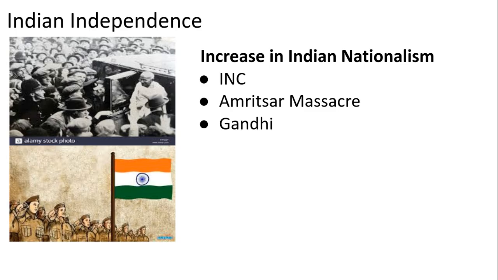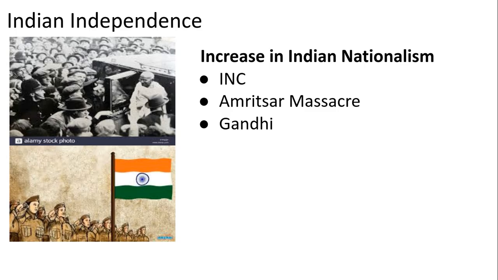Indian nationalism also increased quite dramatically after the Amritsar massacre, where there was a protest and the British Army retaliated with violence. Around 400 people were killed by troops, over 1,000 injured, and this led to the rise in nationalism quite significantly. And obviously, underlying all of this is Gandhi and Gandhi's role within it.